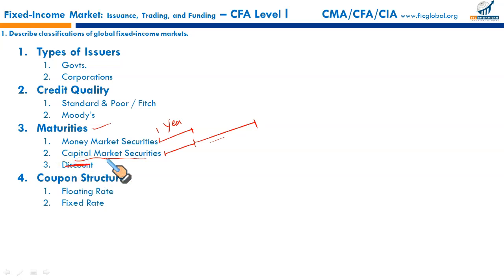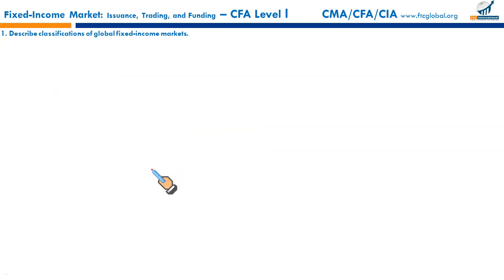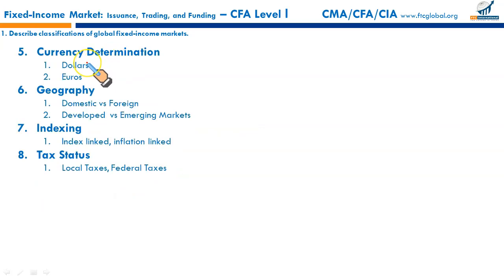Then we have coupon structure. Fixed income securities can also be classified with regard to coupon structure. The coupon structure could be the floating rate, that is reference rate, plus a certain spread over the reference rate, or it could be a fixed rate. So coupon structure wise, either it could be a floating rate note or floating rate bond, or a fixed rate bond. Then the next classification could be currency wise, whether the security is denominated in US dollars, euros, or any other currency. These are the 2 dominant currencies, the most widely used currencies for bond denomination.